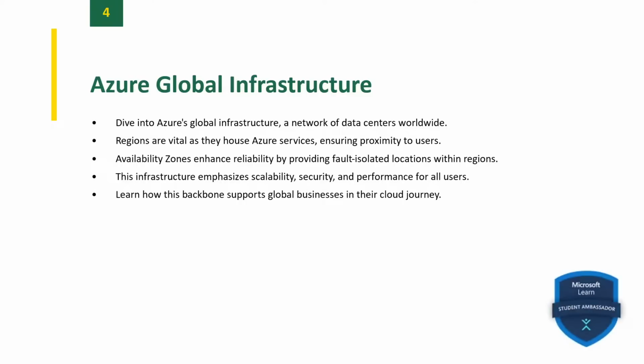Second one, availability zones. What are availability zones? Availability zones are physically separate locations within an Azure region. Each zone has its own independent power, cooling, and networking, making them resilient to failures in other zones.